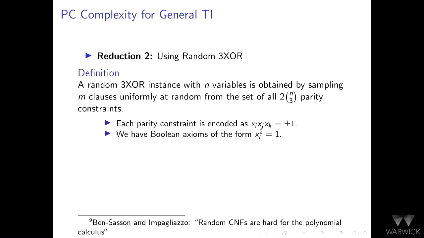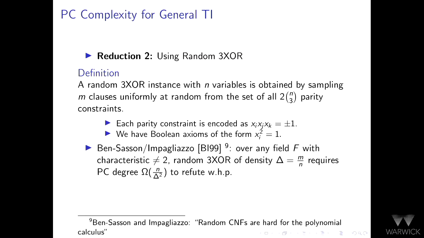And furthermore, due to Ben-Sasson and Impagliazzo, they proved that over any field of characteristic not equal to 2, such instances require maximal degree, degree n, to refute in polynomial calculus with high probability.